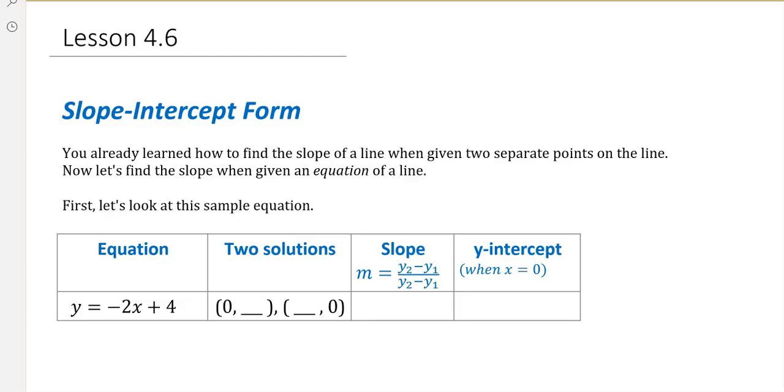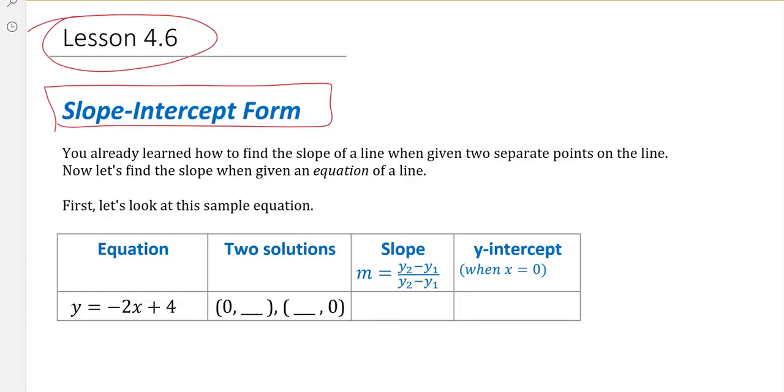Today we're looking at lesson 4.6, chapter 4, lesson 6, on the slope-intercept form. So please remember to write those at the top of your page in your math notebook before you start.